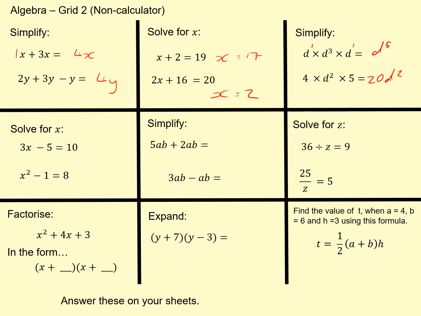Some more equations. 3x minus 5 equals 10, or working backwards, that is 10 to the opposite. Add on the 5 gets you 15, divide by the 3 is 5, so x equals 5.